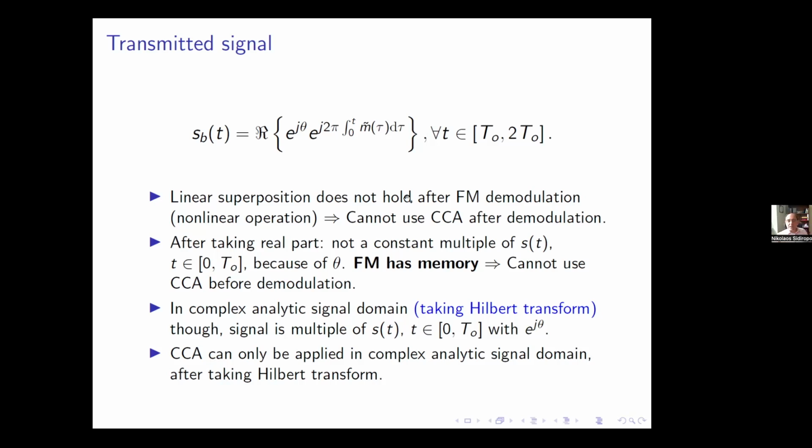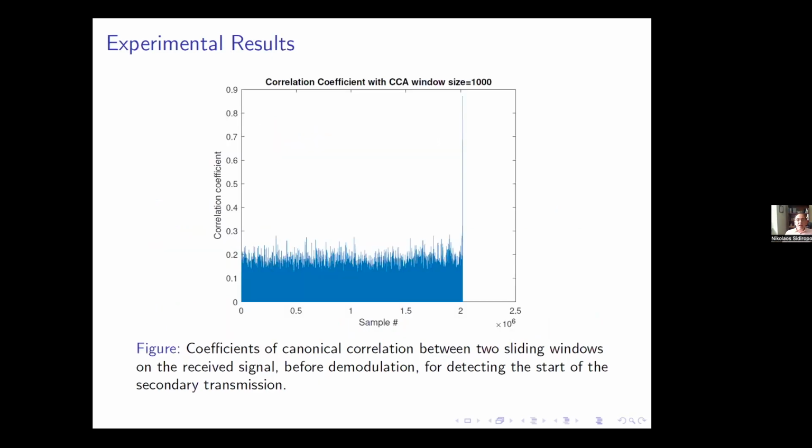So you use the Hilbert transform, then you work with a complex baseband representation, and there, the second transmission and the first transmission differ by a complex multiplicative constant. They are proportional as complex signals, and this allows the use of CCA. So this is an example showing how this works for synchronization.